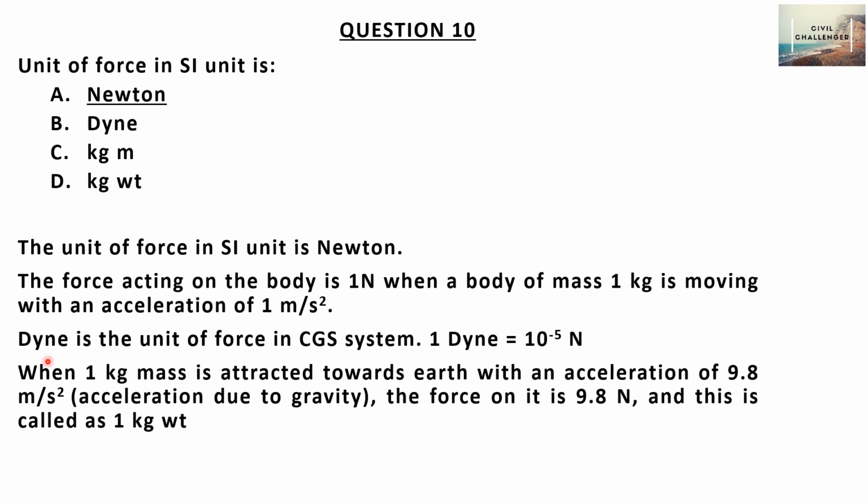Now, when 1 kilogram of mass is attracted towards Earth with an acceleration of 9.8 meter per second square, which is acceleration due to gravity, the force will be mass into acceleration, which will be 1 into 9.8 equal to 9.8 Newton. And this force is called as 1 kilogram force or 1 kilogram weight. Okay, when 1 kilogram of mass is subjected to an acceleration due to gravity, then the force on it is 9.8 Newton, and this is called as 1 kilogram weight or 1 kilogram force.